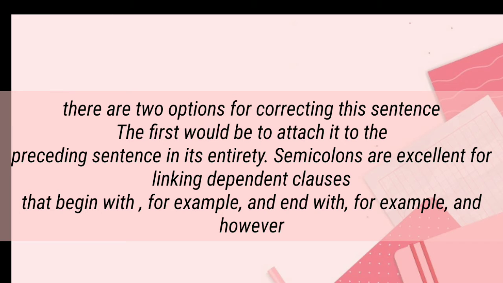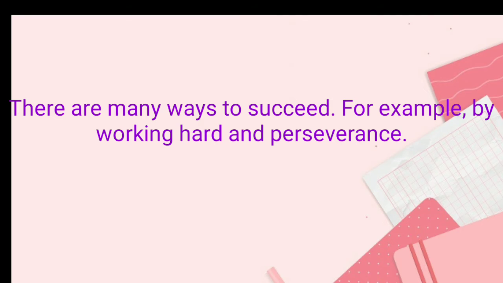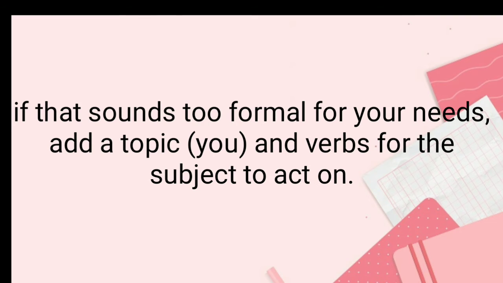There are two options for correcting the sentence. The first would be to attach it to the preceding sentence in its entirety. Semicolons are excellent for linking dependent clauses that begin with for example and however. Let's take another example: There are many ways to succeed, for example, by working hard and perseverance. If that sounds too formal for your needs, add a topic, you, and verbs for the subject to act on.